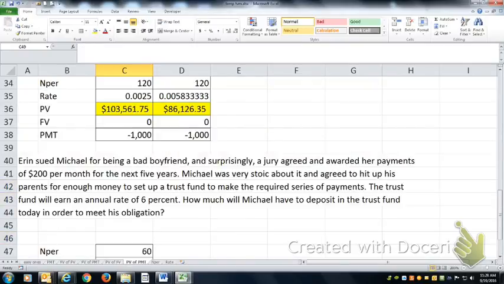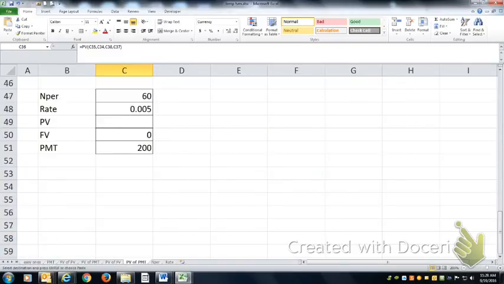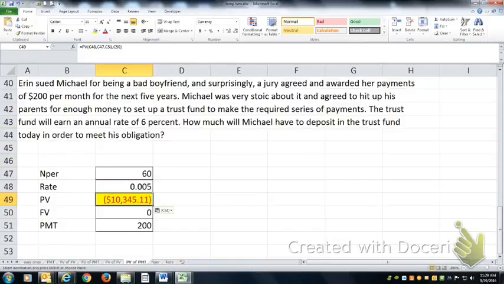And if we copy that down, the cost of being a bad boyfriend on a present value basis is $10,345 today. All right. Now, over the course of the 5 years, it'll actually be $12,000 of payments. The difference between what he has to put in today, $10,345, and the $12,000 Aaron actually receives, that difference will be the interest that's earned on this $10,000 over time.